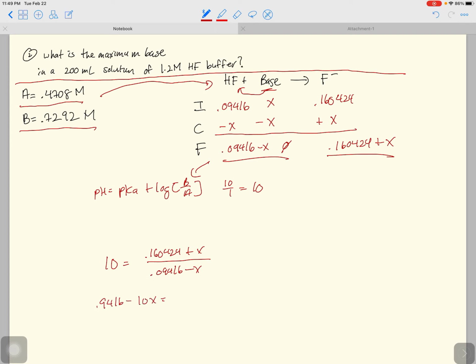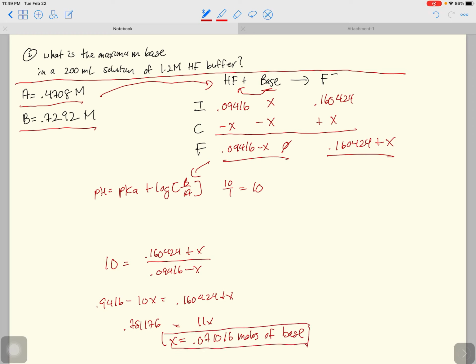Minus 10x. 0.160424 plus x. 11x equals, let me get my calculator. 0.781176. X equals 0.0710016 moles of base. And that is our answer.